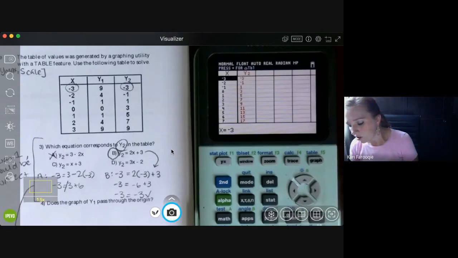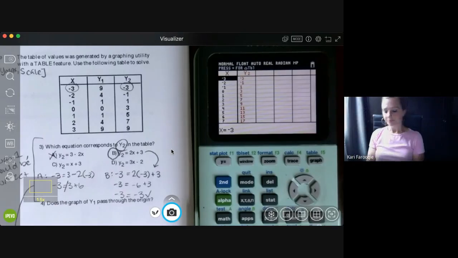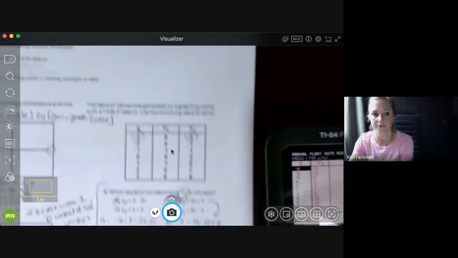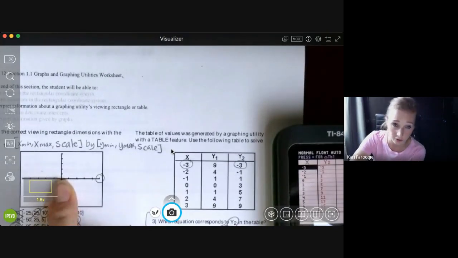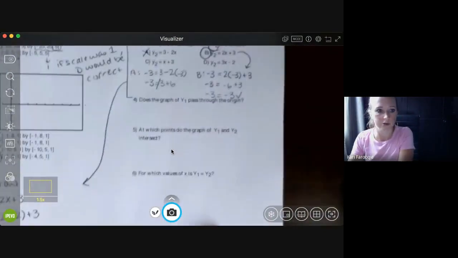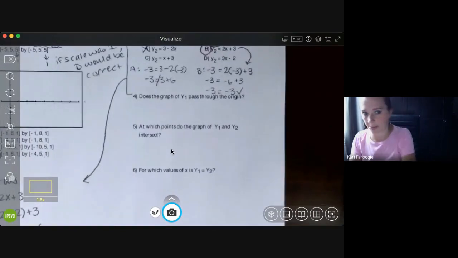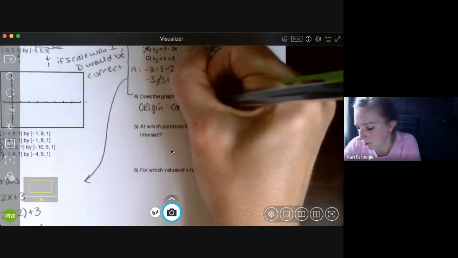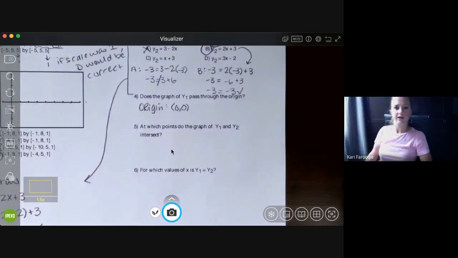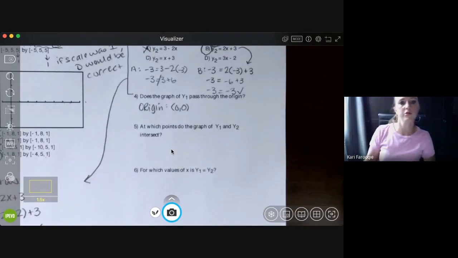Okay, the next question, number 4, is does the graph of y sub 1 pass through the origin? That's a good question. Remember that the origin is this point on your graph. It is represented by the point 0, 0, which means x and y are both equal to 0. I'm going to remind you of that by writing it down on here. The origin, for some of you guys, maybe it's been a while since you had algebra, I'll remind you. The origin is the ordered pair 0, 0.